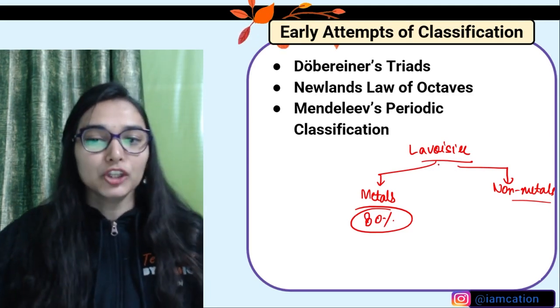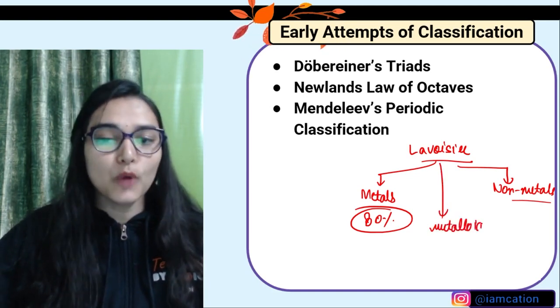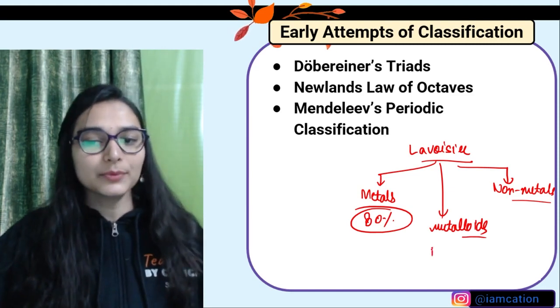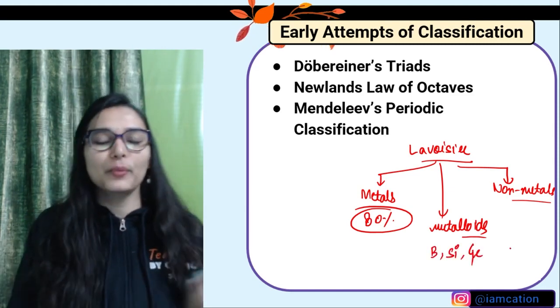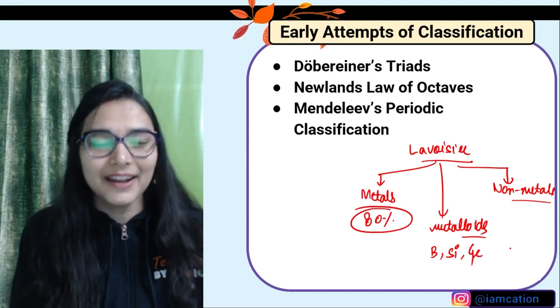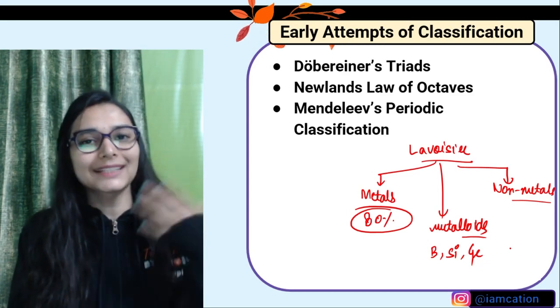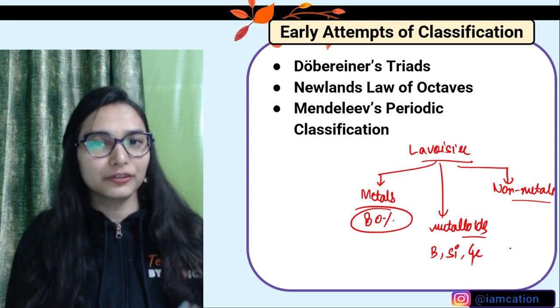After some time, metalloids were also discovered, some elements which have properties that resemble both metals and non-metals. Just as some examples, boron is there, silicon is there, used in solar panels, germanium is there, arsenic is there, some of the metalloids. But this classification needed to be intensified more. So then came the contribution of different scientists.